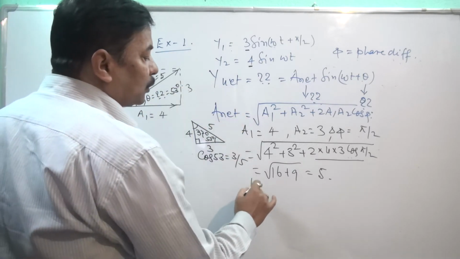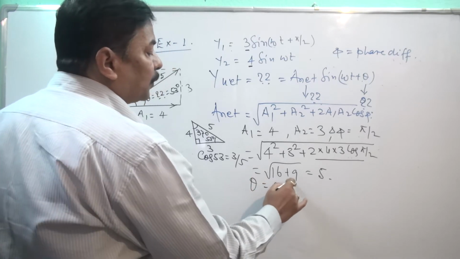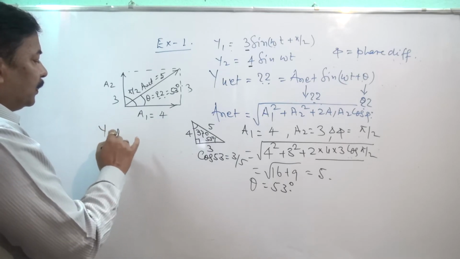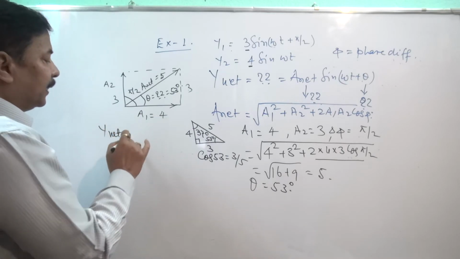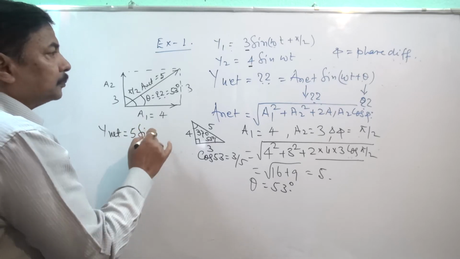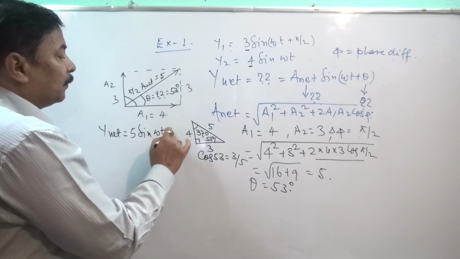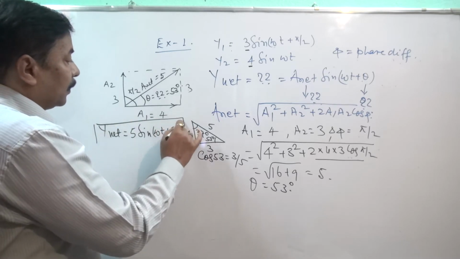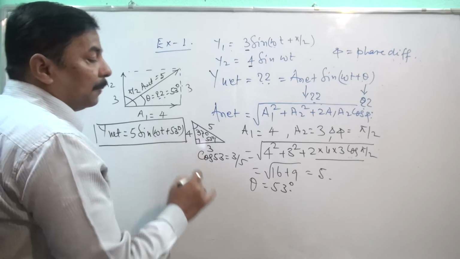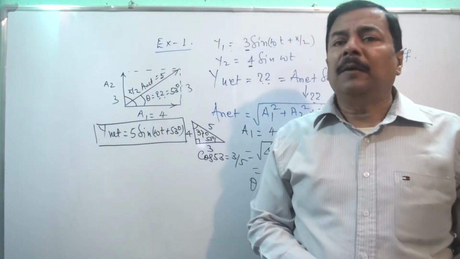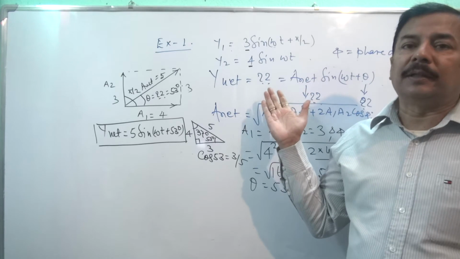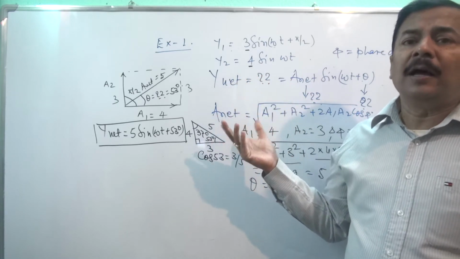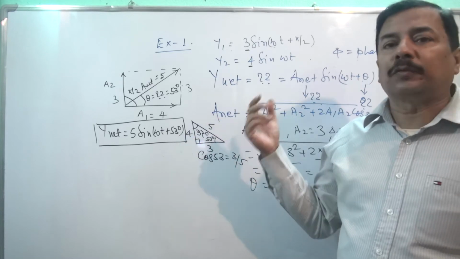Now we have got theta also. Theta is equal to 53 degree. So what is our answer? Our answer, y net, is equal to A net, that is 5 sine omega t plus 53 degree. This should be your answer while solving this problem. This question is basically based on superposition: when two waves are given, how can we find the resultant wave? Let us move to the next question.